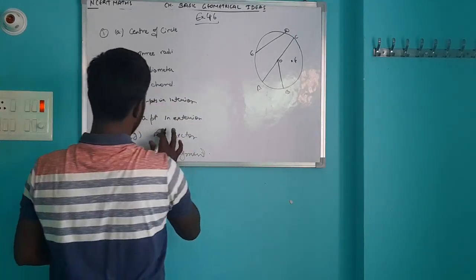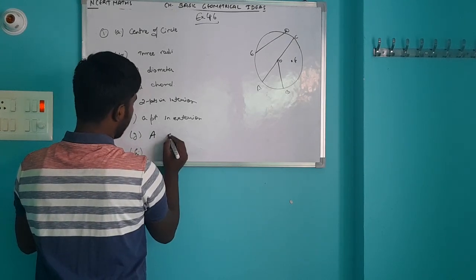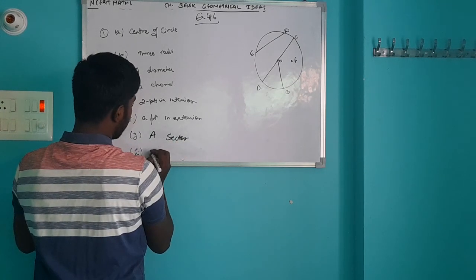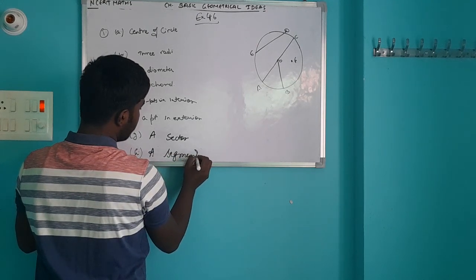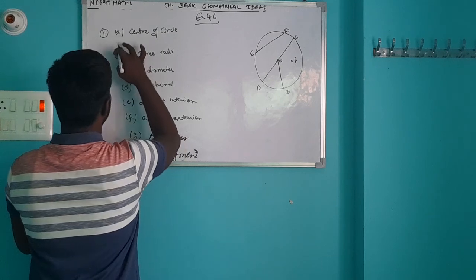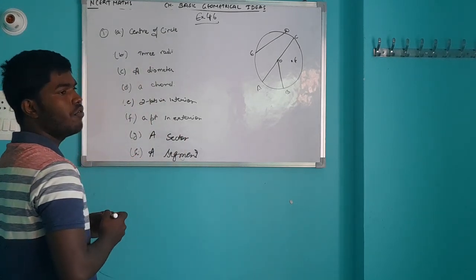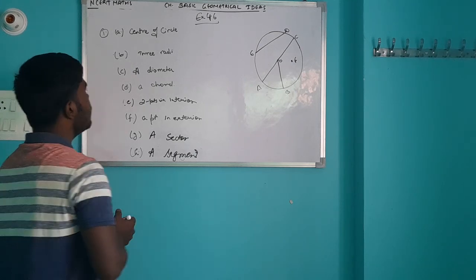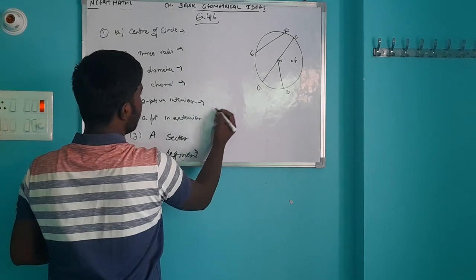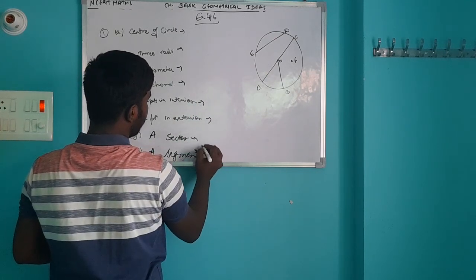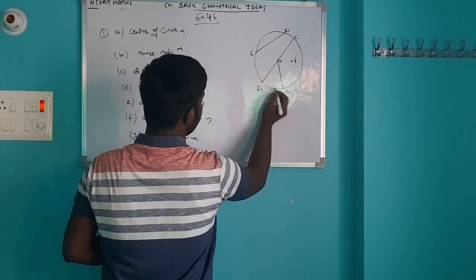So we have these several parts for our first question. Sector and segment. So we have these 8 parts for our first question, which we need to write the answers for these 8 parts according to our given circle. We already have marked the points for it.